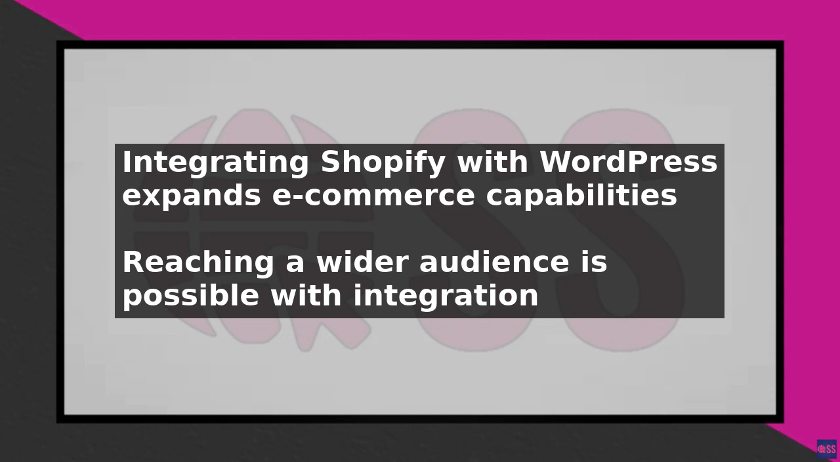First, go to the Shopify App Store and search for the WordPress integration app. Once you have found the app, click on the Get button to install it. You will then be redirected to a page where you will need to enter your WordPress website URL and other details to connect your WordPress site to Shopify.